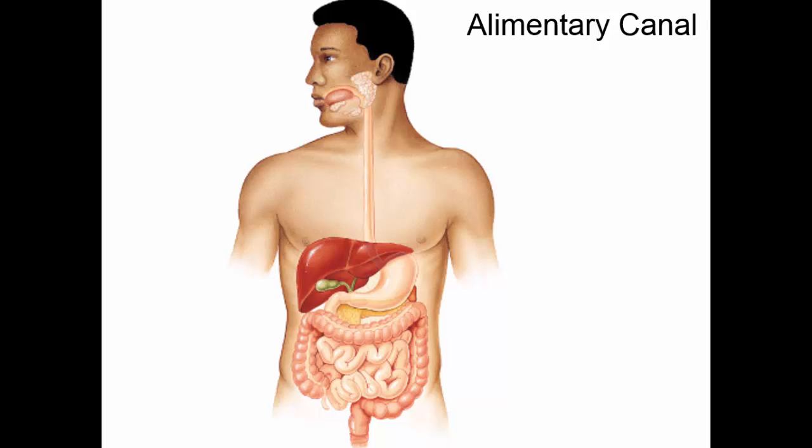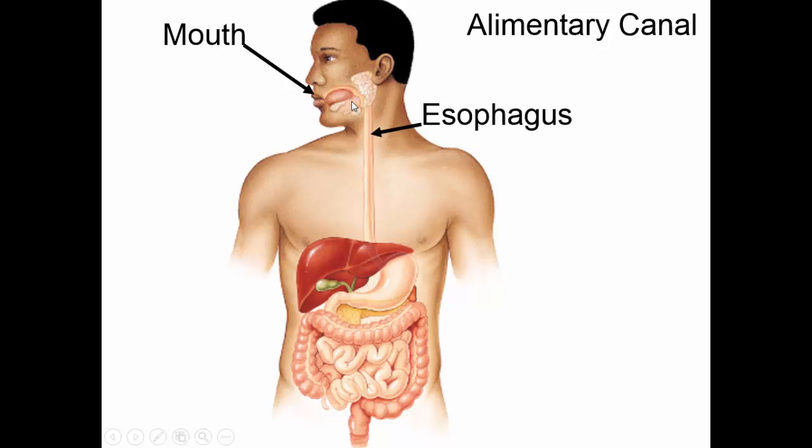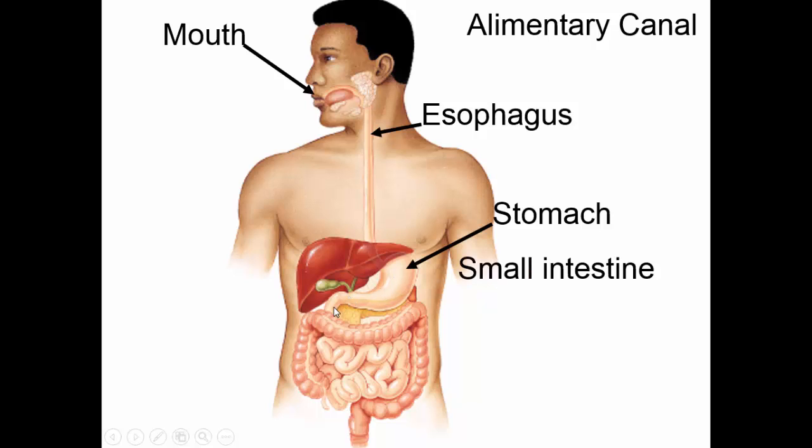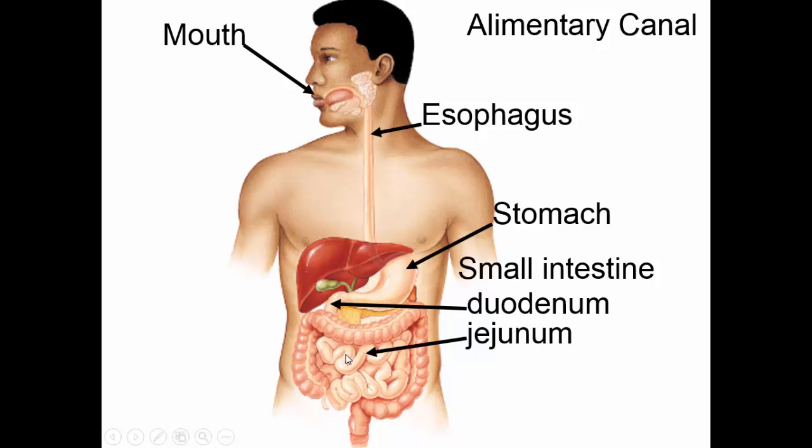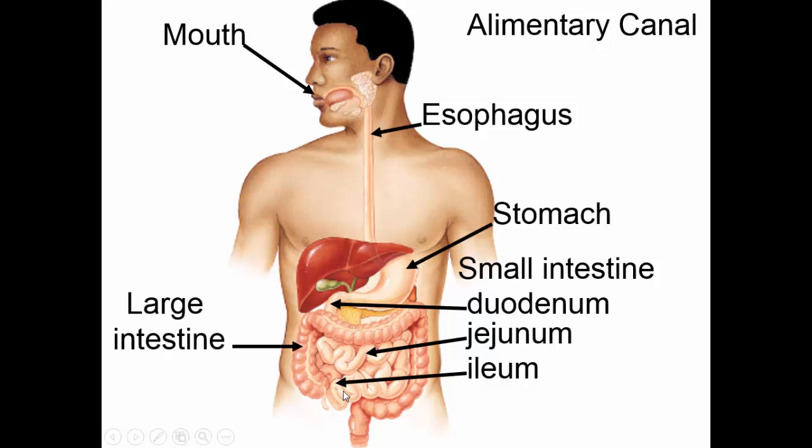The alimentary canal is the long tube in which digestion occurs. You ingest food in the mouth. It will then travel down the esophagus to the stomach. From the stomach, it will go to the small intestine. Now, there are three areas of the small intestine. The very first part is the duodenum. It's the first foot or so. Then you have several feet of jejunum and several feet of ileum. The ileum will connect with the large intestine, which is the last of the tubing.